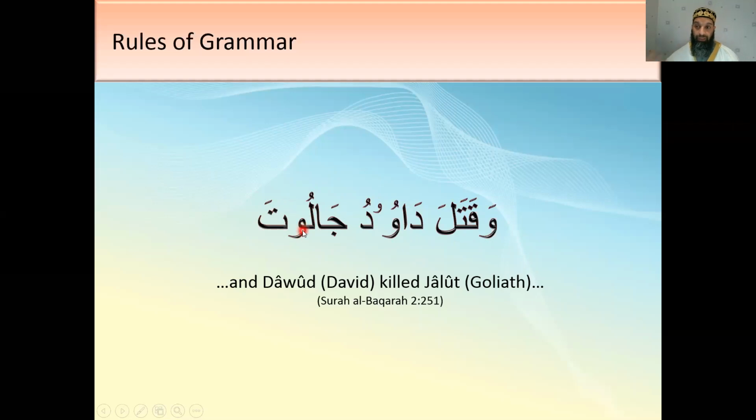So grammar is very important. And this particular rule I needed to teach you because you need that rule to be able to understand the literal meaning of many verses. So, many sentences.